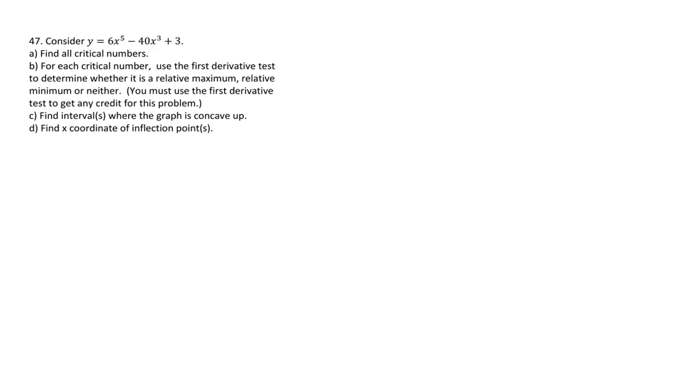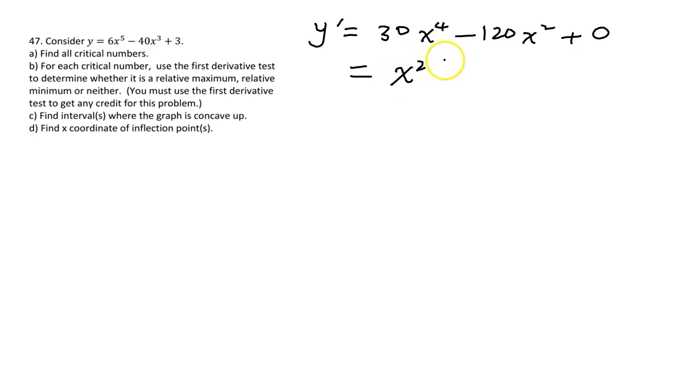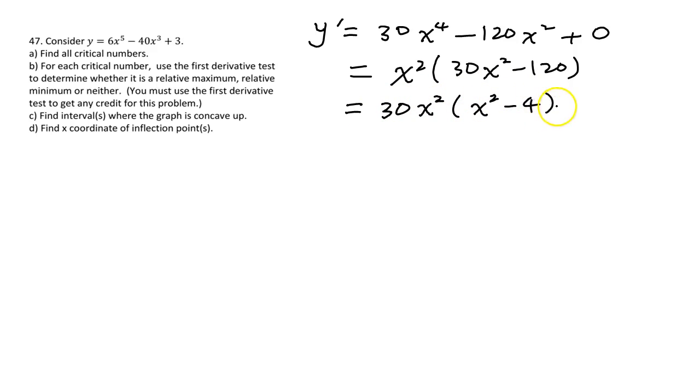Okay, this time we are supposed to use the first derivative test for this function. Let's find the derivative. Y prime is 30x to the 4th minus 120x squared plus 0. Okay, and we can factor this. X squared can be factored out. 30x squared minus 120. I guess we can factor the 30 out also. So if I factor the 30, I get x squared minus 4.